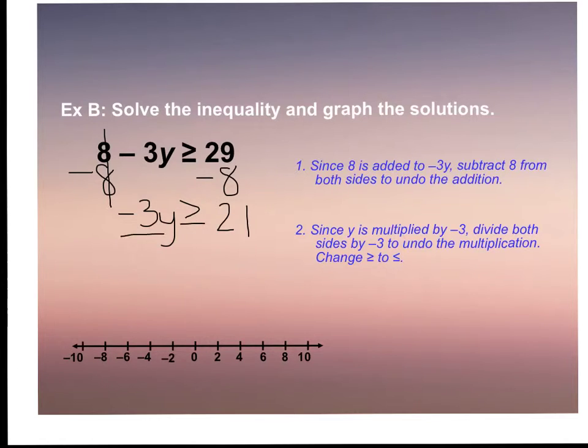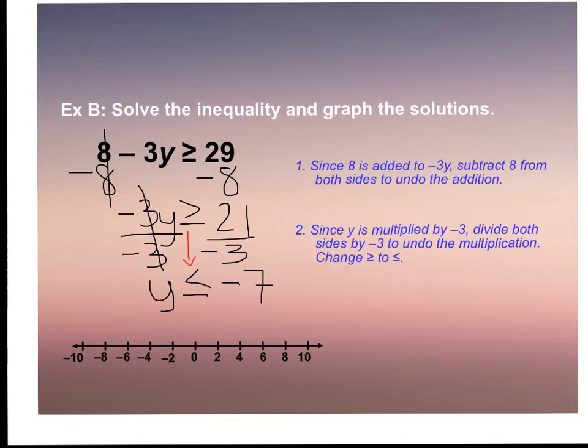And then I need to divide both sides by -3. So these -3's reduce to 1, and I get just a y. I must switch my inequality symbol. Why is that? Why must I switch my inequality symbol? 21 divided by -3 gives me -7. So remember, I had to switch that inequality symbol. Write in your notes why I had to do that.